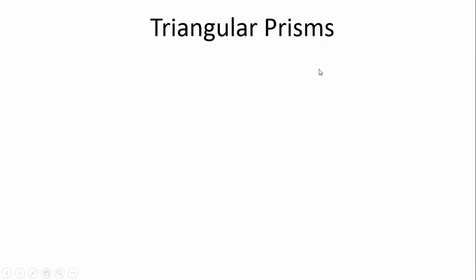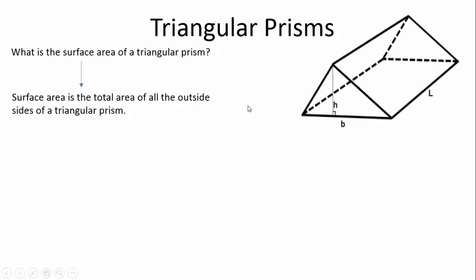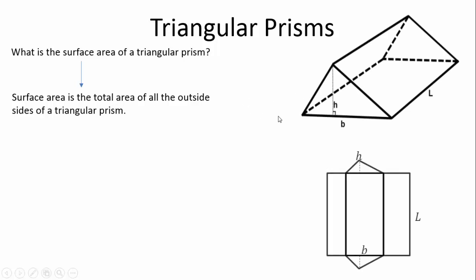Okay. So what is the surface area of a triangular prism? If you don't know what a surface area is, it's the total area of all the outside sides of the triangular prism. So we have this here, and I fold it out again, like I've shown you previously. We have our 1, 2, 3 rectangles over here, and our 2 triangles.